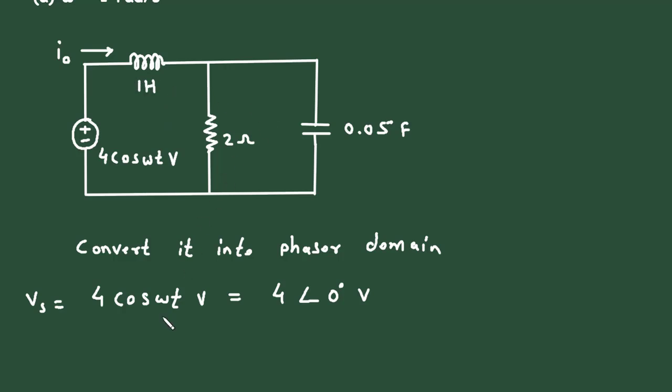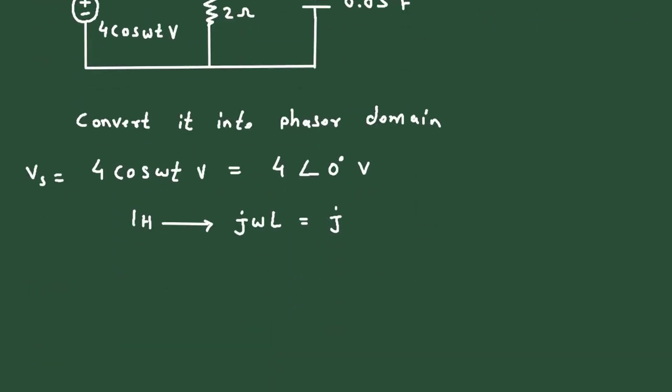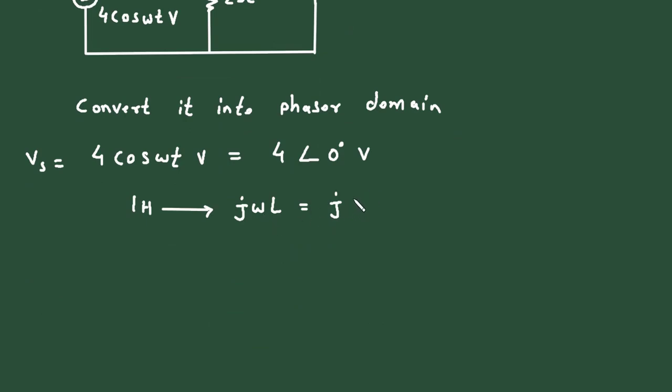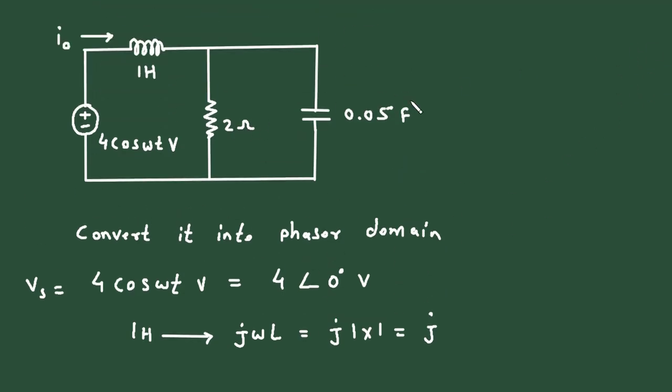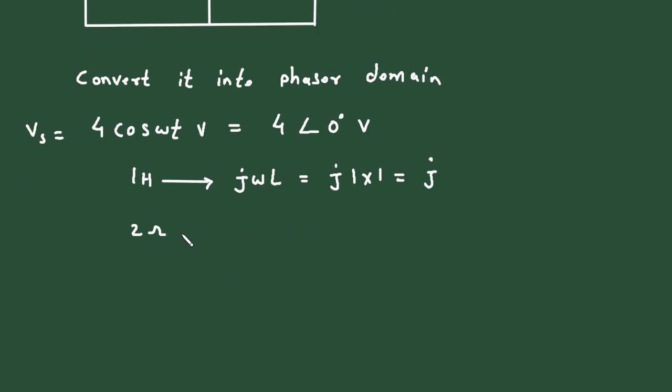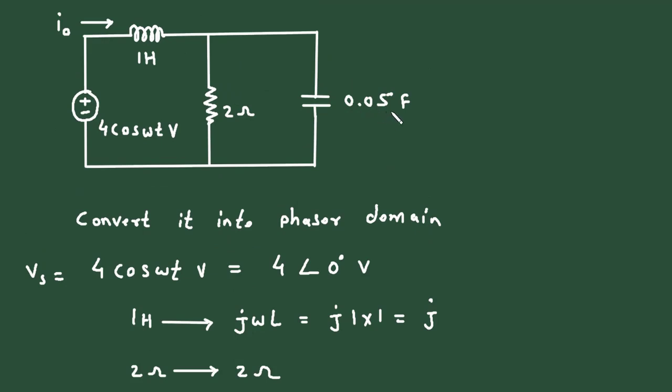Then this 1 Henry will imply j omega L. So j, then the value of omega is 1 radian per second, so 1 into inductance, the value of inductance is 1 Henry. So 1 into 1, this will be only j. Then next is 2 ohm. So this 2 ohm will remain the same. Then 0.05 farad.